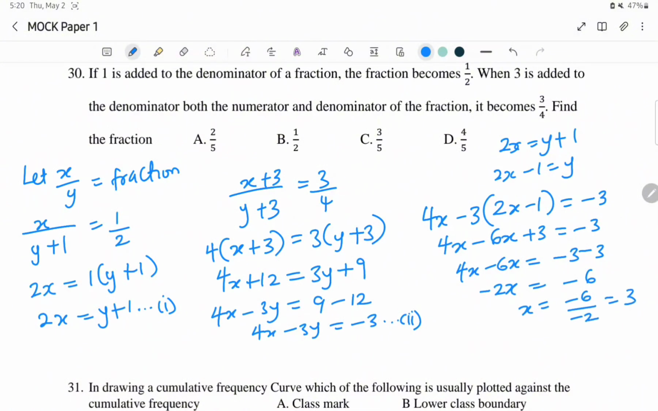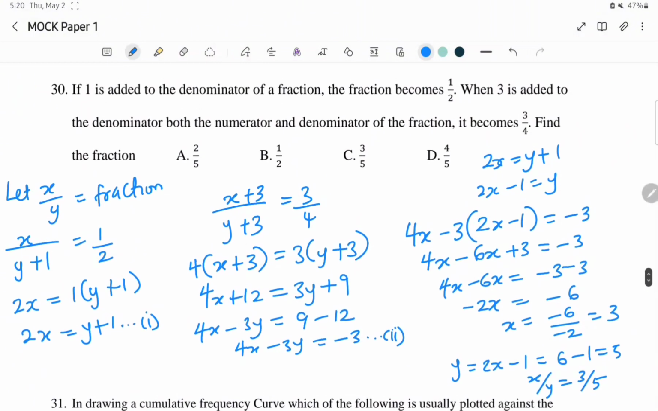So if x is 3, what will be y? y is 2x minus 1. That's 2 times 3 minus 1. That's 6 minus 1, and that's 5. So the fraction x over y is what? 3 over 5. Option C. Well, you can confirm your answer.